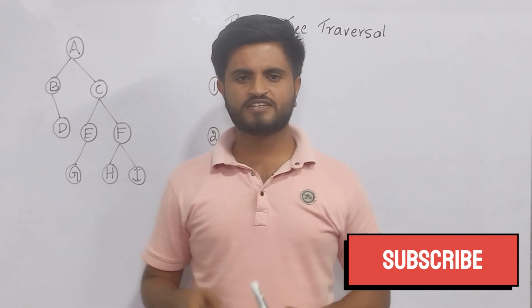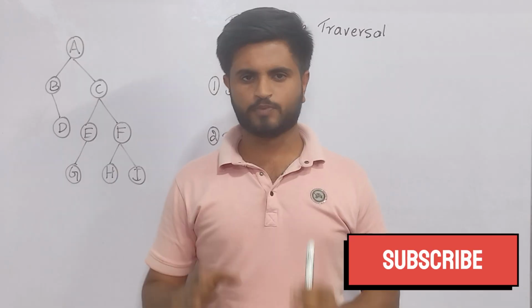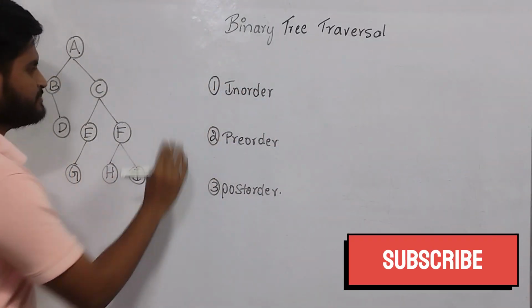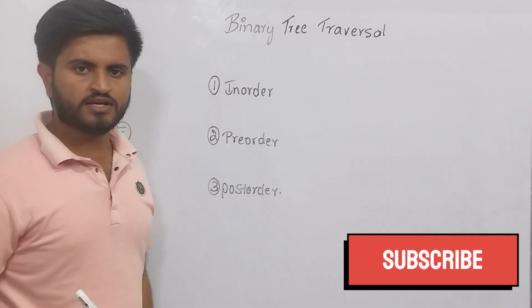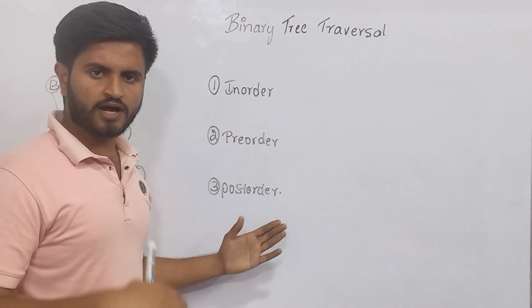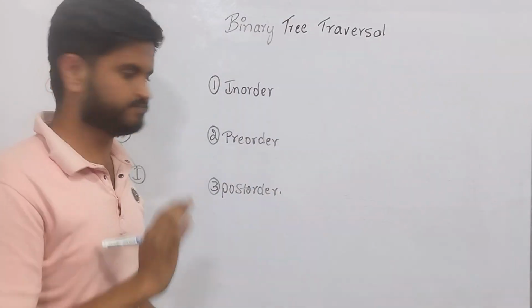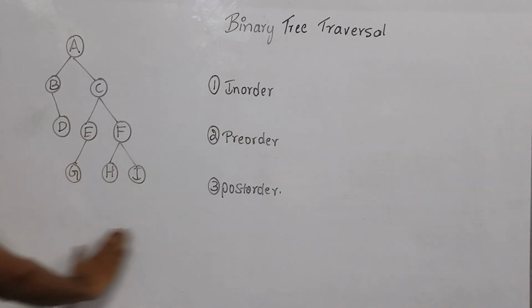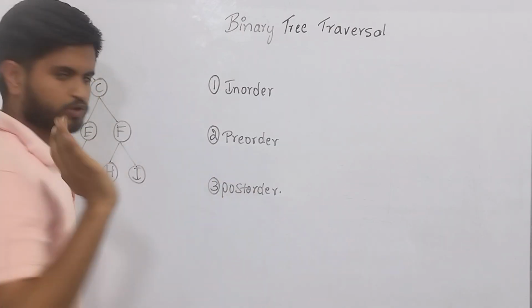Hello everyone, in this video let's discuss how to solve the binary tree traversal problem. In this we will be having three types: Inorder, preorder and postorder. They may ask to write the Inorder, preorder or postorder, and for the more marks question they may also ask to find all those. So first, let us consider the given graph and solve the Inorder, preorder and postorder.